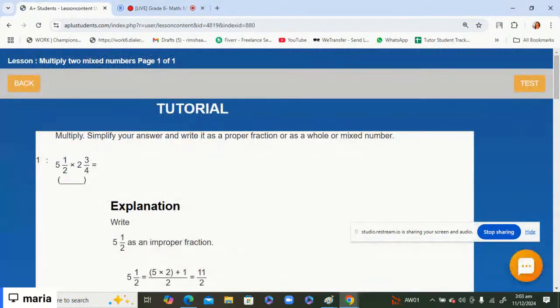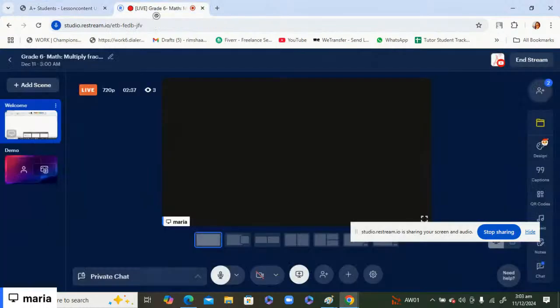All right, so here is the question: multiply, simplify your answer and write it as a proper fraction or as a whole or mixed number. Let me just check my mic and everything.